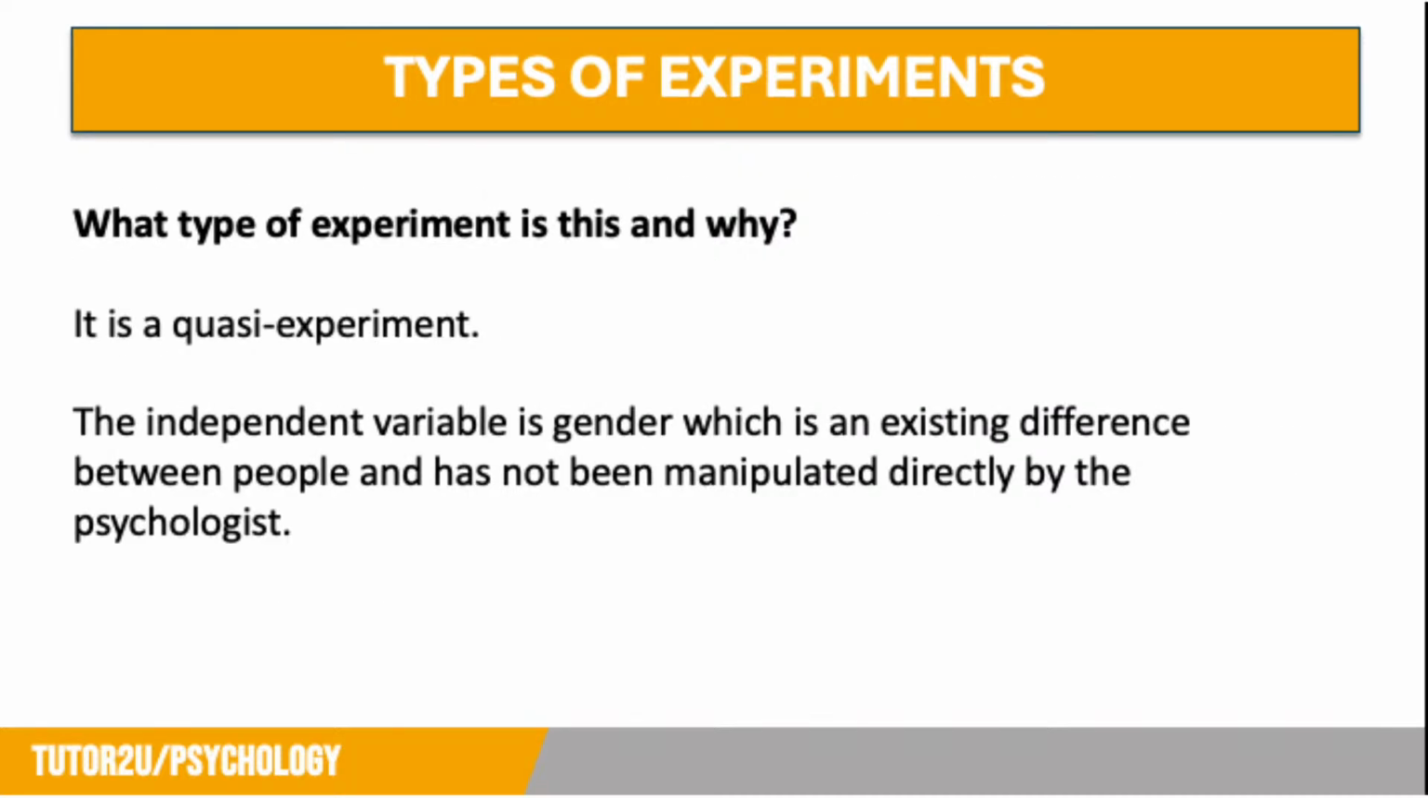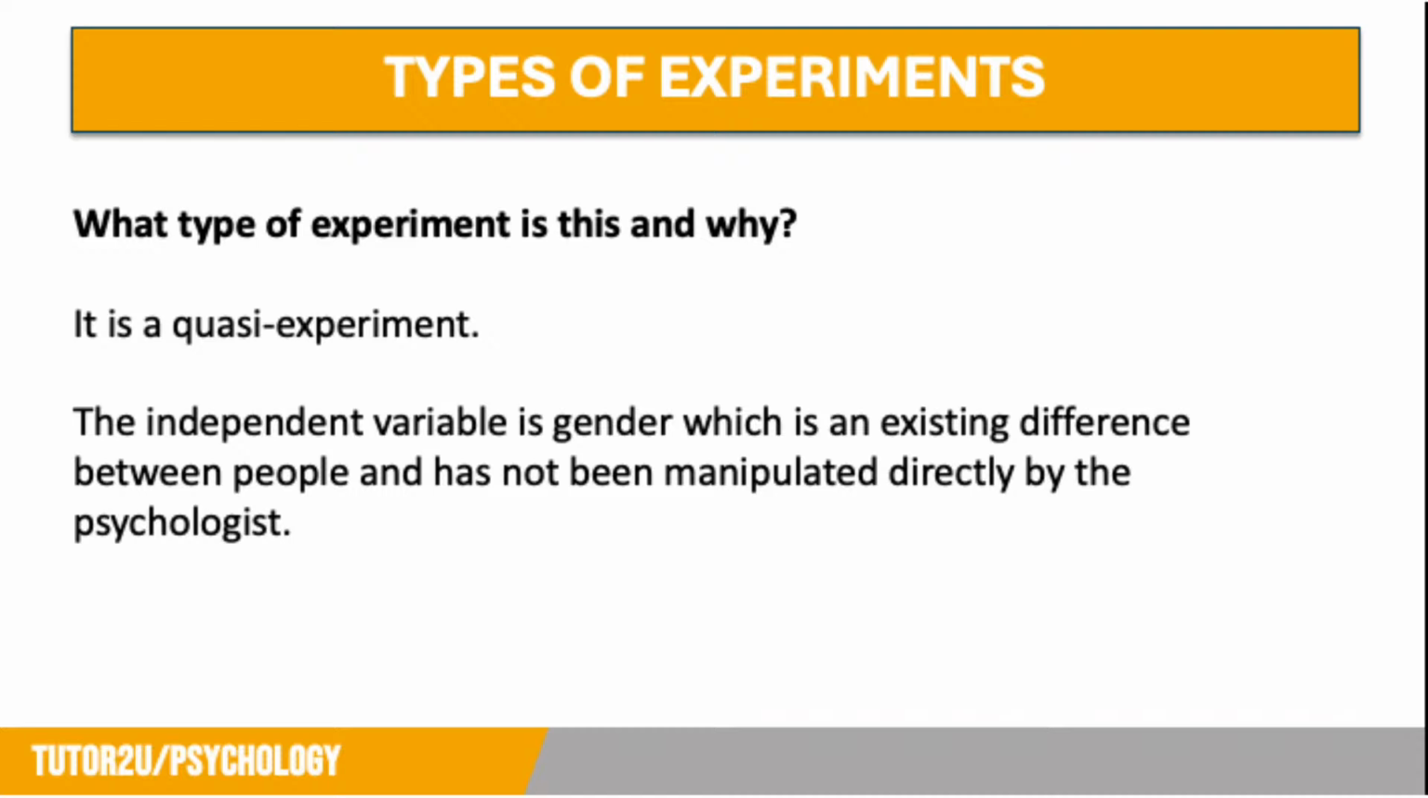A couple of you have got it right. So you're right, Guessed Amazing Moo, well done. It is a quasi experiment. I wanted to cover this with you because I know some of you might have difficulty understanding quasi. The independent variable, you're quite right in saying this, is gender. That is an existing difference between people and has not been manipulated directly by the psychologist. So we need to remember that the IV is not directly manipulated, and it's a difference that exists between the participants, between the sample. That is a quasi experiment.